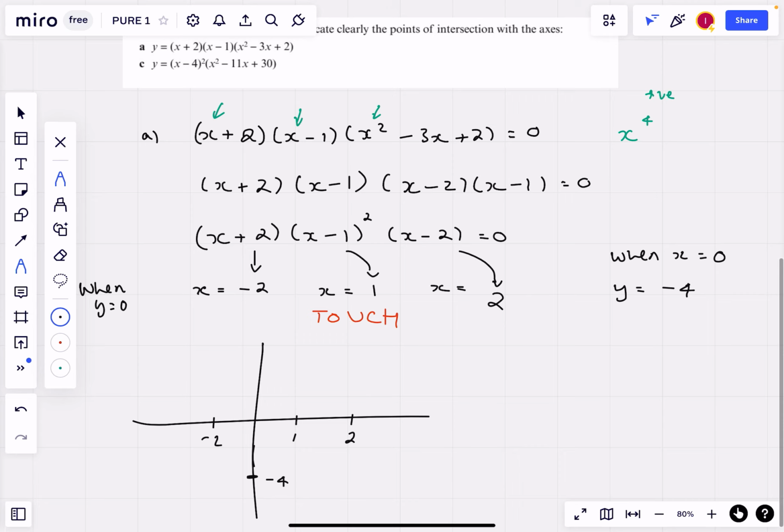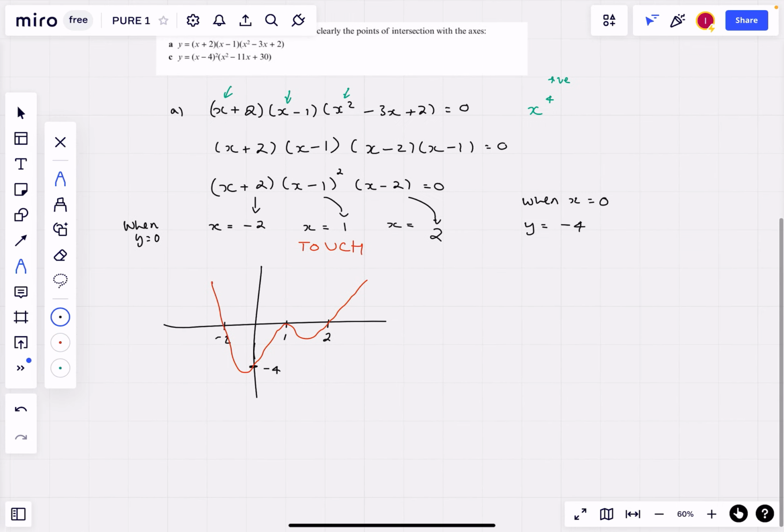So when we draw our quartic graph, it's going to cross at -2. It's going to cross at -4 on the y-axis. It's going to touch at 1, and then it's going to go through 2. Do you see how I still have that W shape? Cool.